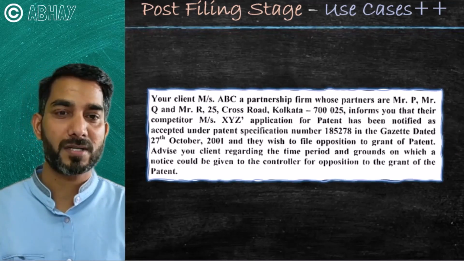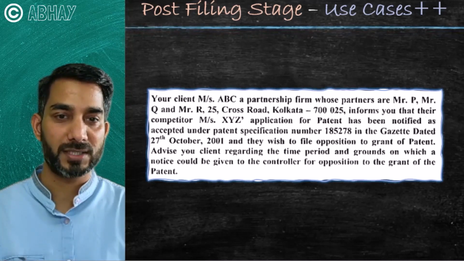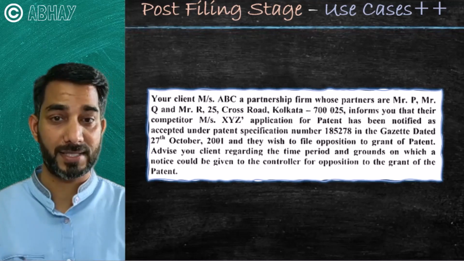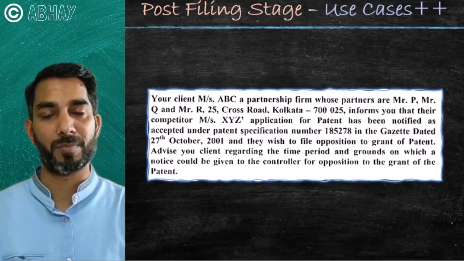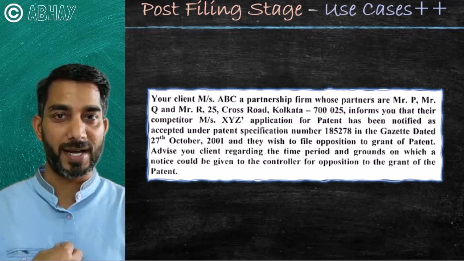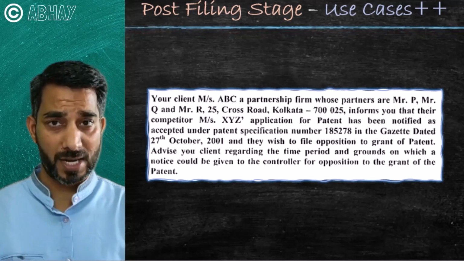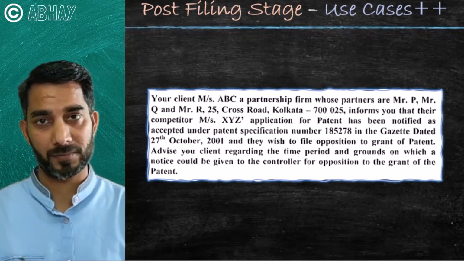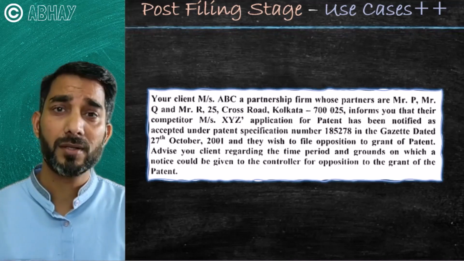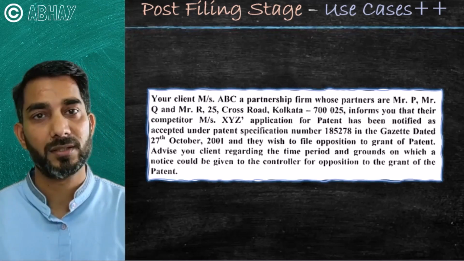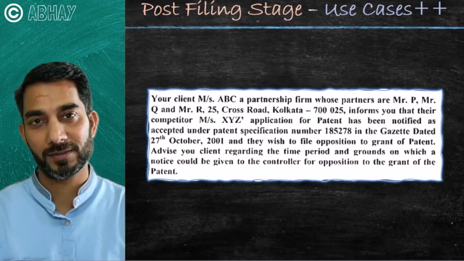Your client ABC partnership, where partners are P, Q, R, informs you that their competitor XYZ's application for patent has been notified as accepted under a patent specification number, dated this. They wish to file opposition to the grant of patent. Now here also, depending on what date we are on, we can file post-grant opposition within 1 year from the grant date, or section 64 anytime after grant. Define the grounds, define the relief that you are seeking, what forms you are using, and what process you would go with, the sections, either section 25B or section 64. Define the process and keep going ahead with it, right?